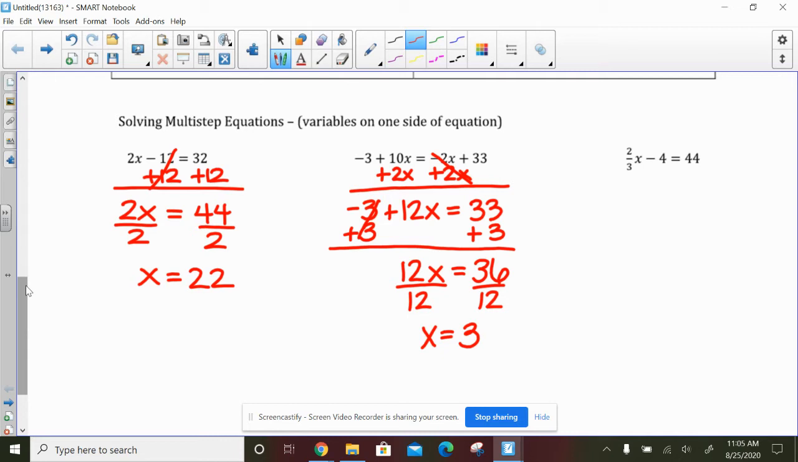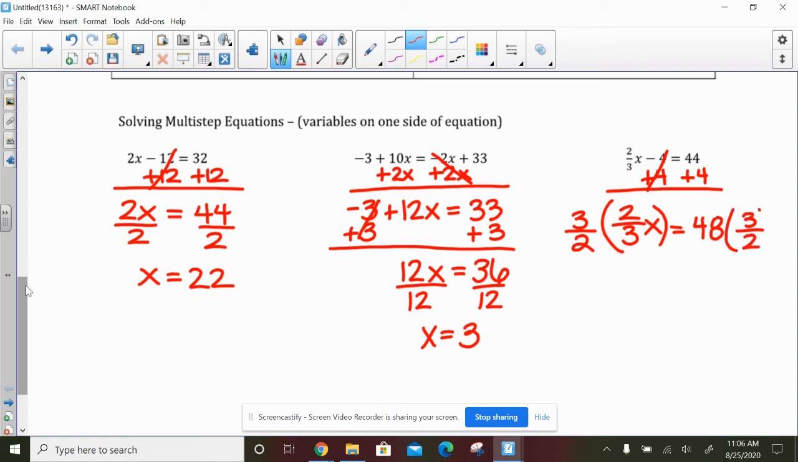And then the last one, I want to start by moving this negative 4. So I'm going to add 4 to both sides. Get 2/3 x, those go away, equals 48. All right, so here, it's 2/3 times x, so you could say you're dividing by 2/3. But the same thing as dividing by 2/3 would be to multiply by the reciprocal. A reciprocal is just the flipped of the fraction. And so that's what I'm going to do.